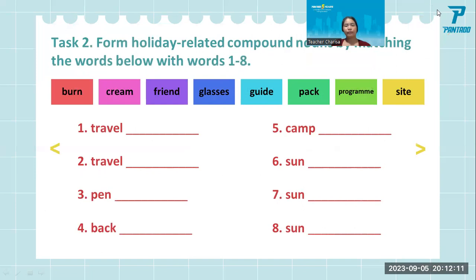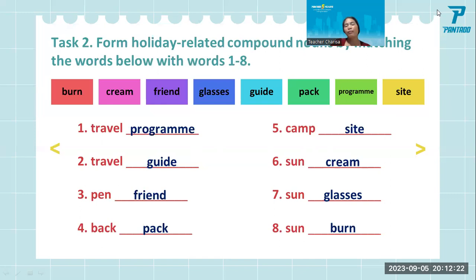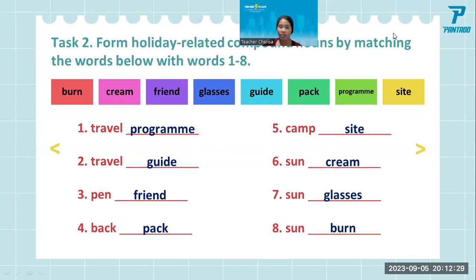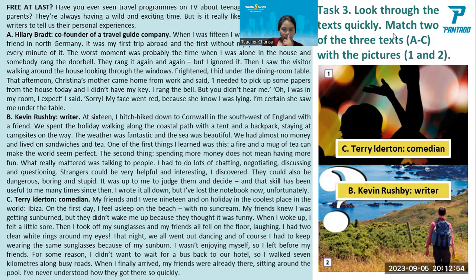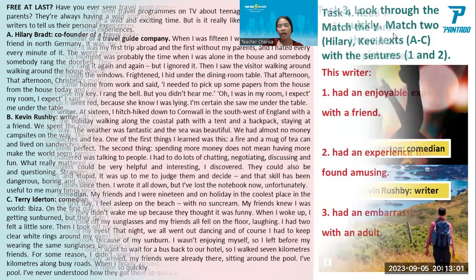So here also, we already answered this: the program, the backpack, the campsite, the sunscreen, the sunglasses, and the sunburn. So just remember this is a holiday-related compound noun, matched by matching the words below with the words of 1 to 8. So travel program, remember that, travel guide, pen friend, backpack, campsite, sun cream, we have sunglasses, and we have sunburn. Okay, so here, we already read this also, comedian. So first, this is a comedian. And then the second one, Kevin Rushby, that is a writer.